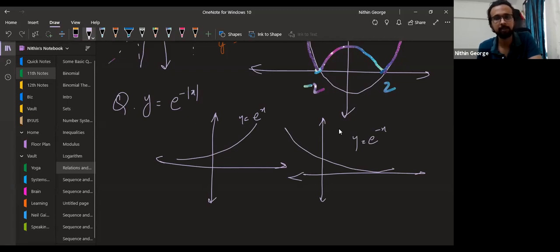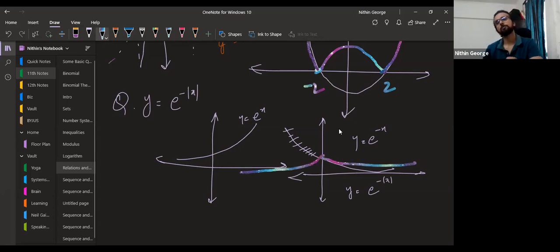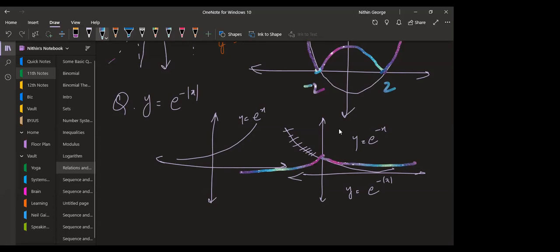Now what are they asking? Y equal to e power minus mod x, right? So what happens? X cannot take a negative value. So basically, this part we'll ignore. And then the corresponding positive values will be brought about here. So this will be how the graph will look. Any doubts here, guys? No, sir.